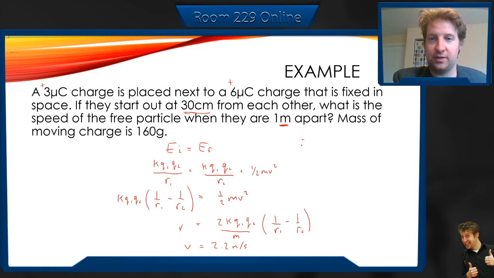I should have drawn a picture before, but remember, this is what we're talking about. 6 microcoulombs. We're starting off here at this guy, 3 microcoulombs, starting off at 30 centimeters, and then ending up at a full meter away, so an extra 70 centimeters, to a new position here of 1 meter. Okay, so it starts off at rest, and it's going to be accelerating as it goes along.